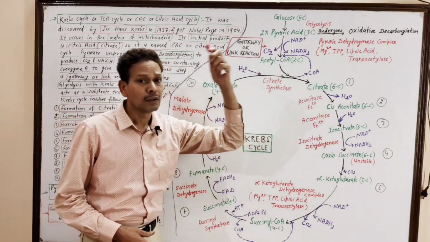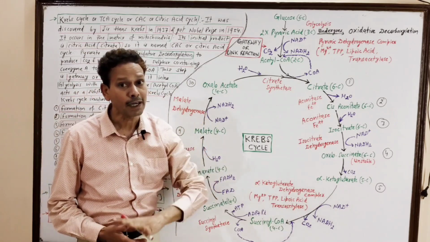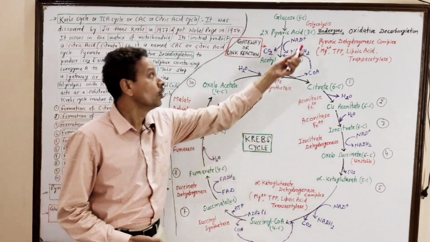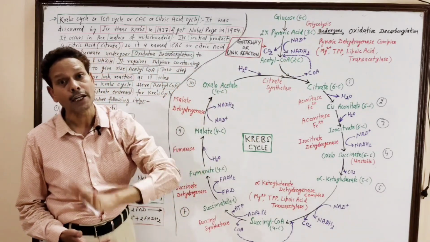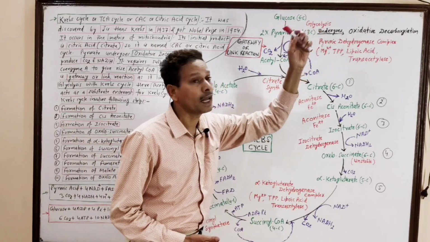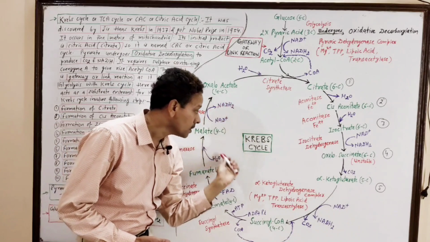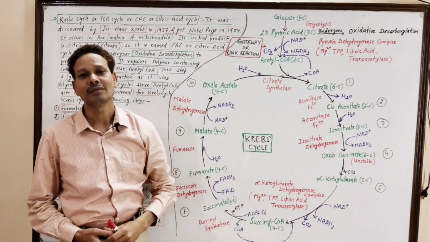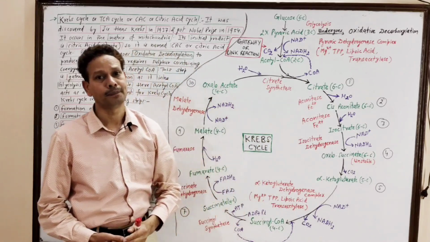This Krebs cycle occurs in the mitochondrial matrix. Dear students, while glycolysis occurs in the cell cytoplasm, cytosol, because the enzymes required in glycolysis are present in the cell cytoplasm, the enzymes for this Krebs cycle are present in the mitochondrial matrix.